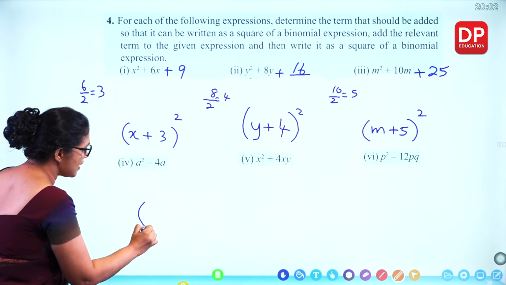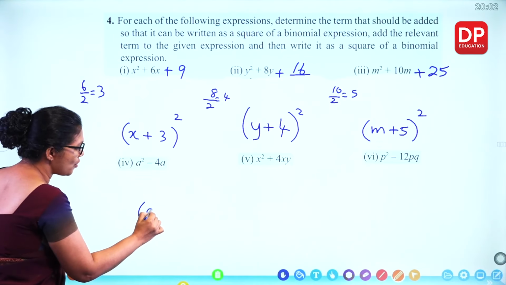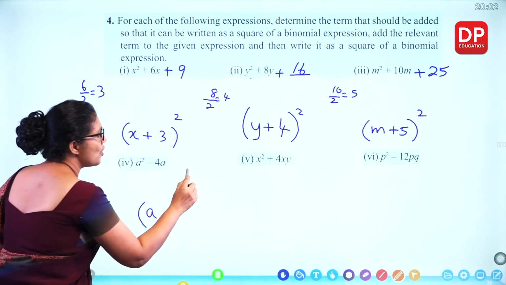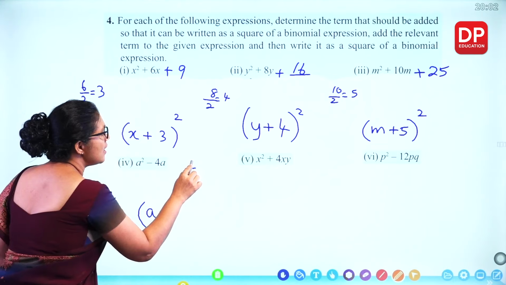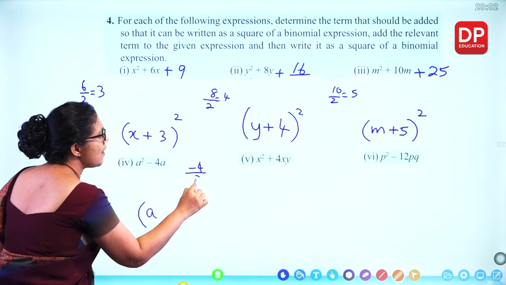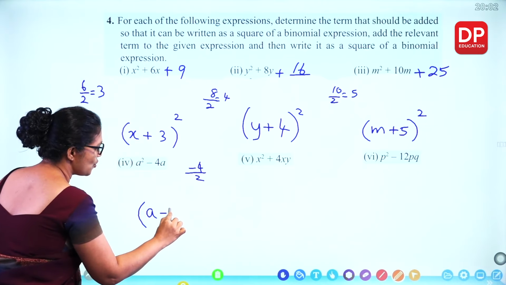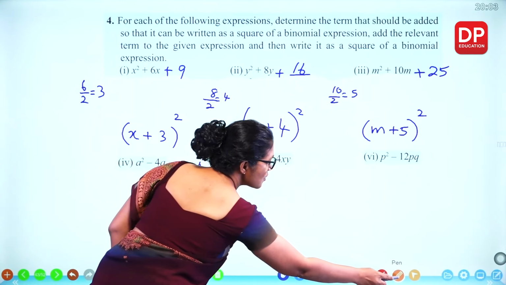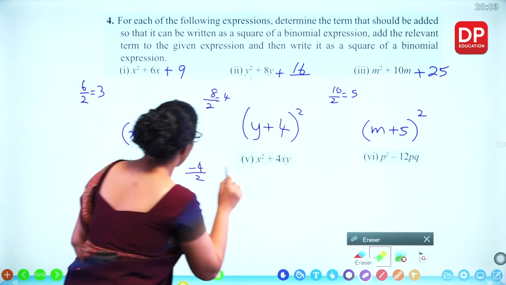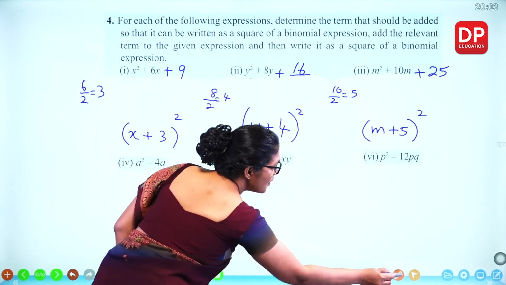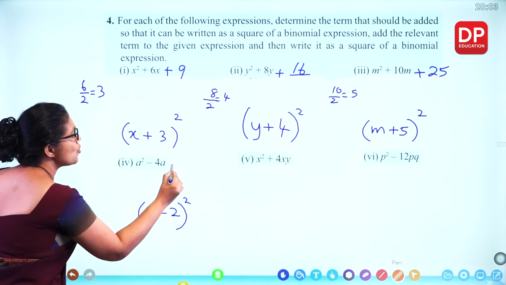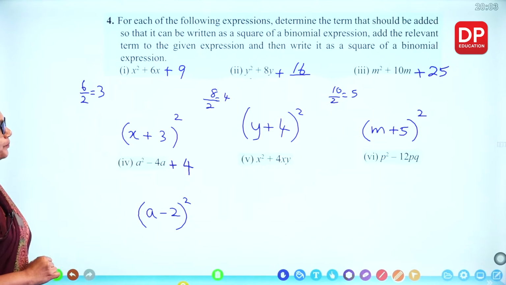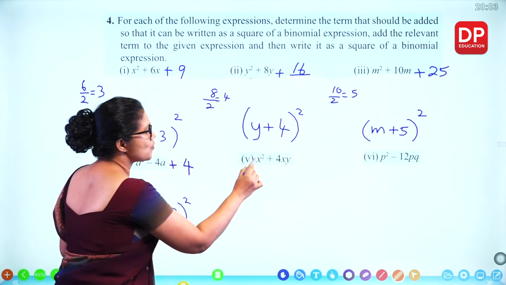Now when you look at the next one, first term and the second term given. So to get a square term, this term should be the square root of a squared. So that's a. Double of this one is minus 4. So here you have to think about the sign as well. Minus 4 divided by 2 is minus 2. So here you are getting minus 2 there. So what's the last number? The last number is minus 2 squared. What is minus 2 times minus 2? You get 4.